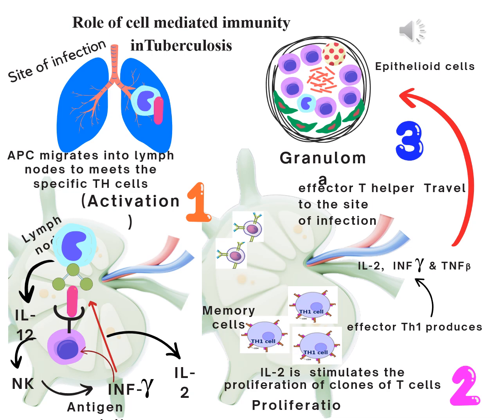They secrete cytokines that lead to proliferation of lymphocytes and localization of the granuloma. T cytotoxic CD8 cells contribute to the immune response against Mycobacterium tuberculosis by direct killing. The granuloma prevents the spread of the bacteria.